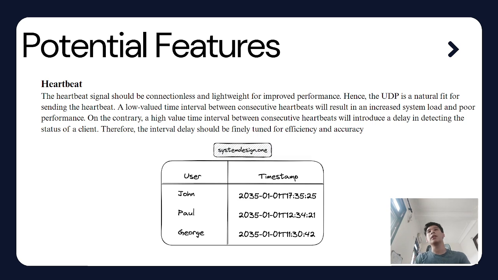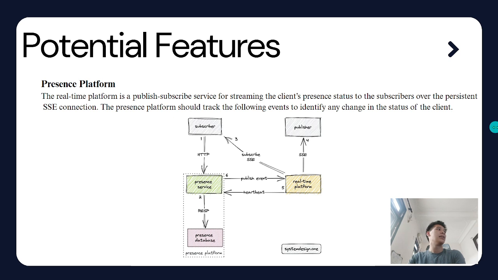This image shows what a heartbeat should look like, and it's simply a user ID as a key and a timestamp indicating at which point in time they are online as the value of the key. So here's a high-level design for the presence platform. We are going to divide it into two separate services, which are a presence service and a real-time platform.